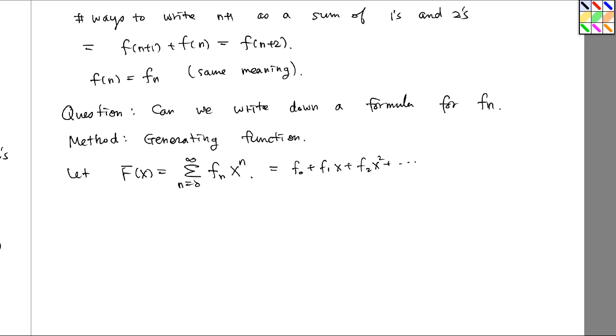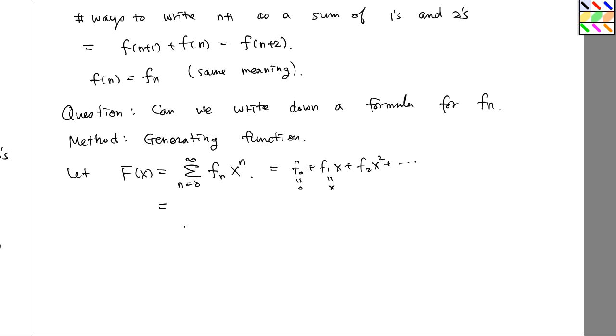We will find the functional equation for this generating function capital F using the recurrence relation. So f0 equals 0, and f1 is 1, so it's x plus things like that. So I'm going to separate them. I'm going to write it this way.